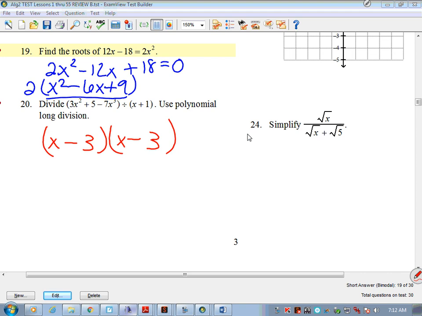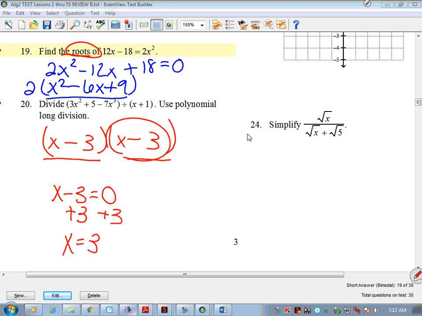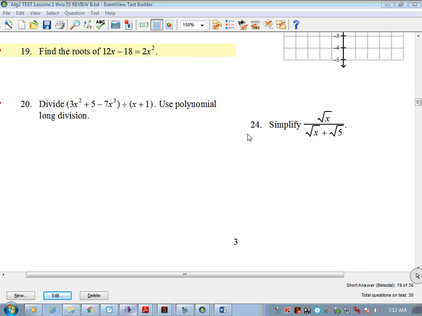So this is number 19, lesson 35. Notice that each of these are actually the same thing, and if we're solving for the roots, I'm going to take that x minus 3, set it equal to 0, add 3 to the other side, and see that x equals 3. And because this one is the same thing, I don't need to solve it again. x equals 3. And that's all we've got there. Okay? All right, number 20.